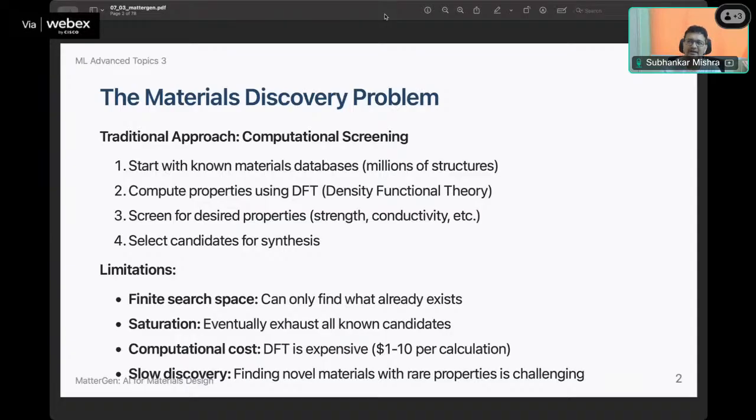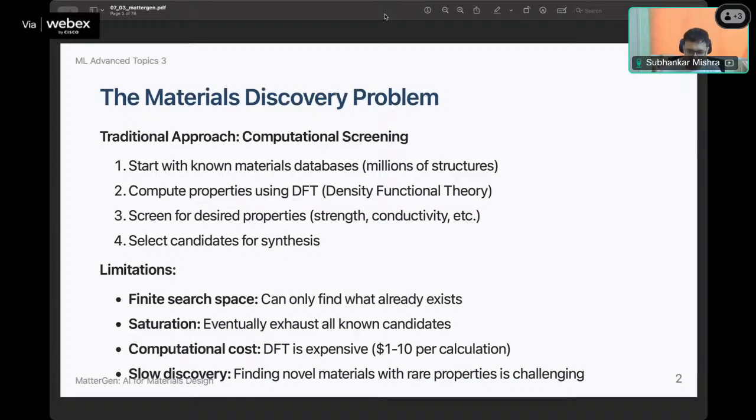Now the problem is we are limited by the set of material databases that we have. What if the material that we are looking for is not there in the database? So what do we do? Also, DFT is expensive, and specifically if we want rare properties, the simulation may be rather expensive. The major challenge is, what if the material does not exist in the search space that we're looking at and satisfying our properties? Then what? That's the problem basically.